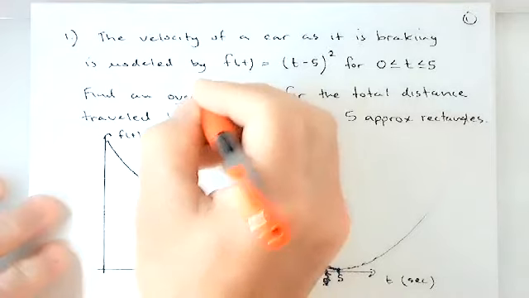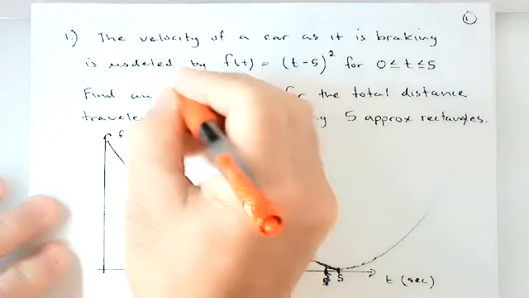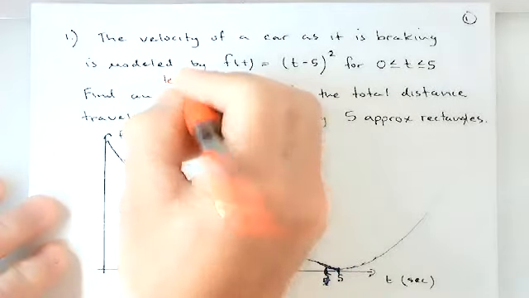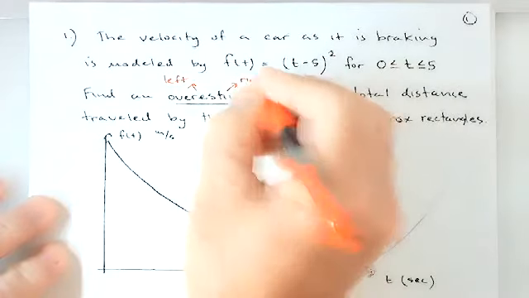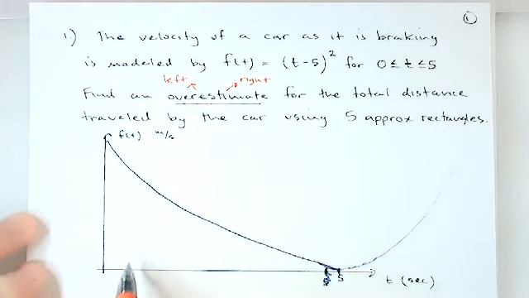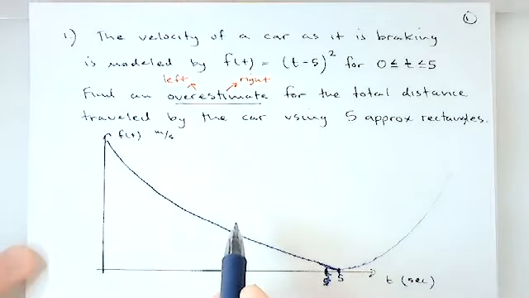That means we have to make a decision whether we're going to use left endpoints or right endpoints as our system for building our rectangles. And it actually depends on what's going on with the function.